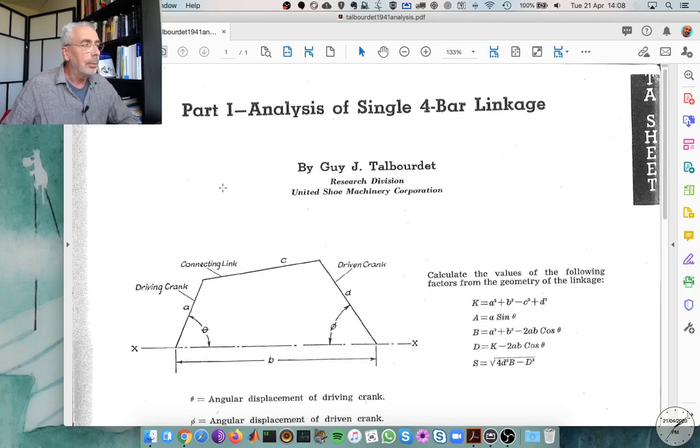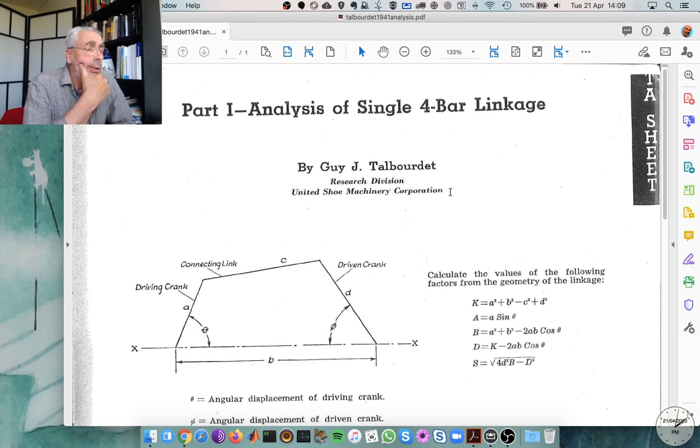And this is the beginning of the paper. Okay, so this is the paper by Guy J. Talbot from the Research Division of the United Shoe Machinery Corporation. Now, why would a guy like Guy Talbot from a shoe machinery corporation look into a 4-bar mechanism?